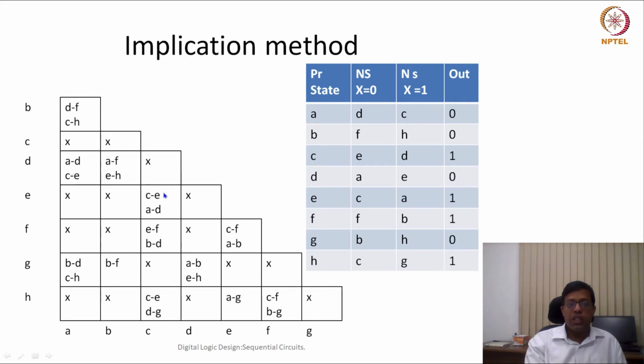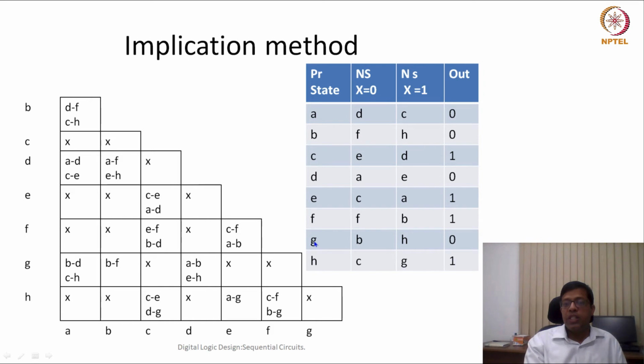So for example, CE. If you see CE, C and E could be same if E and C are same. So that means this particular relation E and C is also redundant. We can remove that. And C and E are same if A and D are same. Okay.